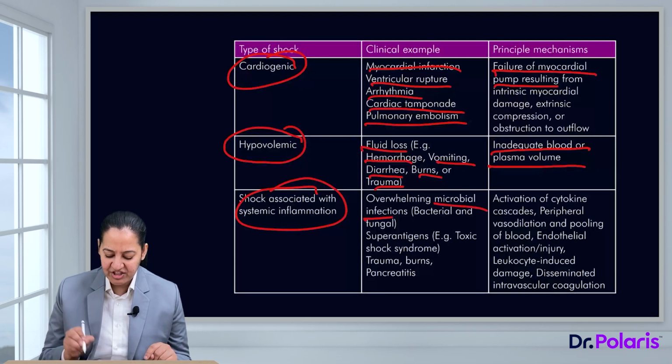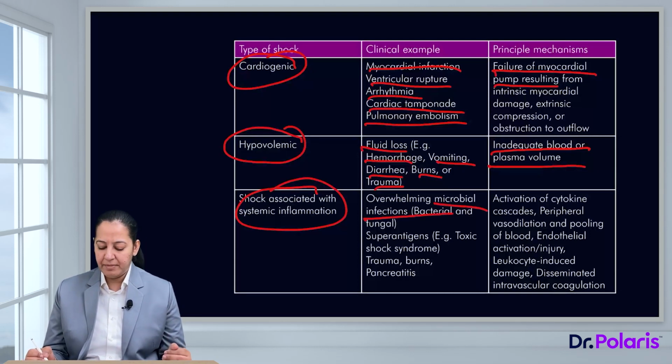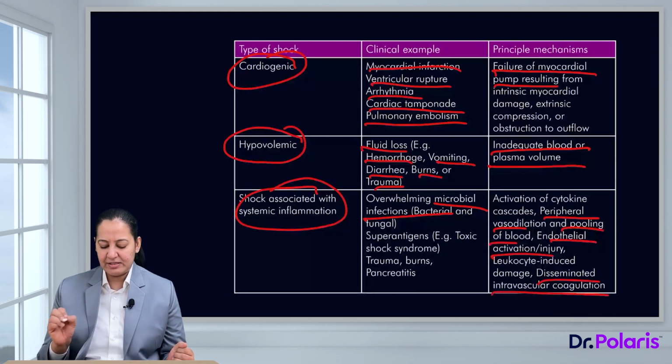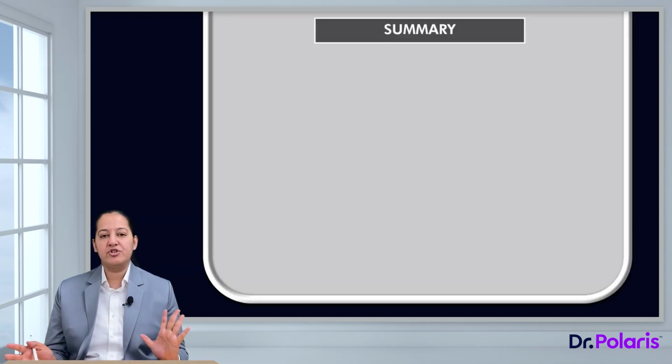So microbial infections are there, usually gram-positive or gram-negative, that can lead to various cytokine release that can cause peripheral vasodilatation, pooling of the blood, endothelial activation and disseminated intravascular coagulation. Those are the three types of shocks we have learned.